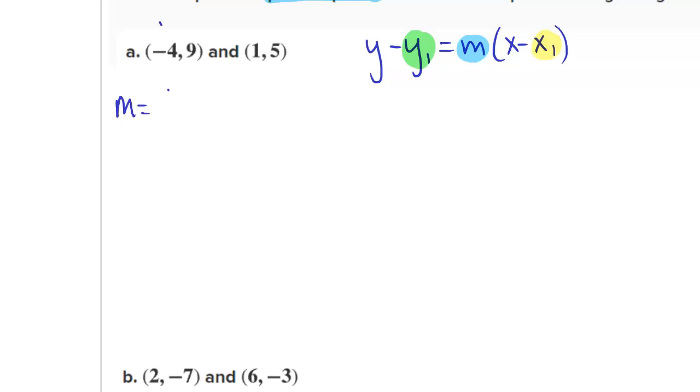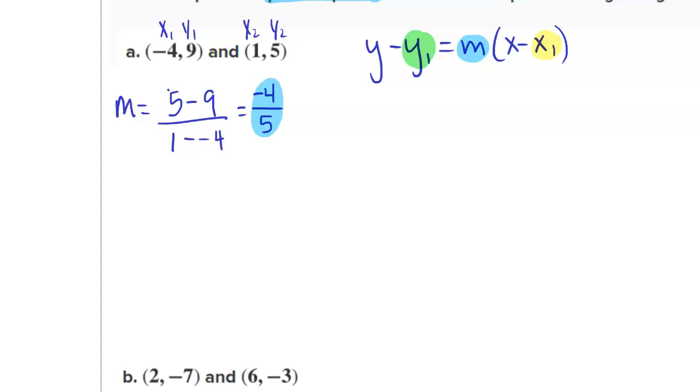So again, to find the slope, let's just say this is x1, y1. Let's say this is x2, y2. And we'll calculate the slope as we've done many times before. So 5 minus 9, y2 minus y1, divided by 1 minus negative 4. So we have negative 4 divided by 1 minus negative 4, which is 1 plus 4, so that's going to give us 5. So now we know the slope is right here.